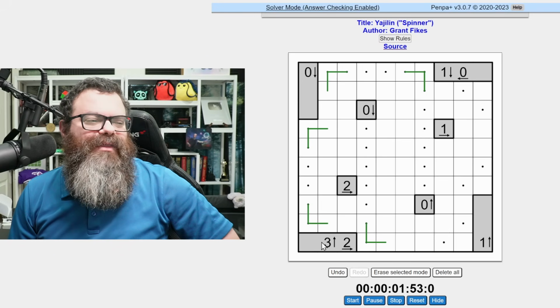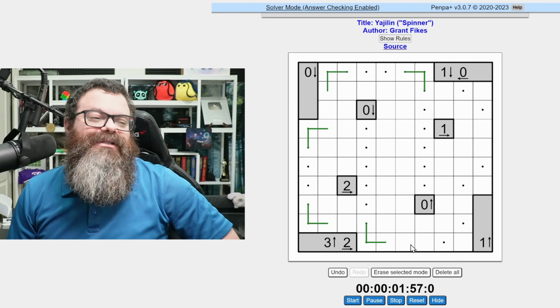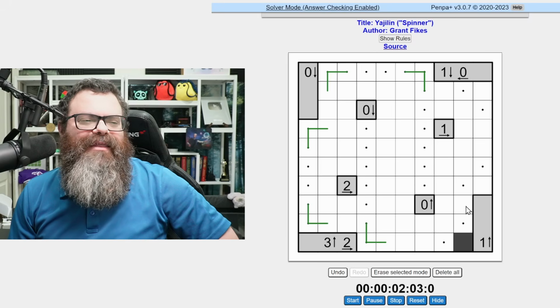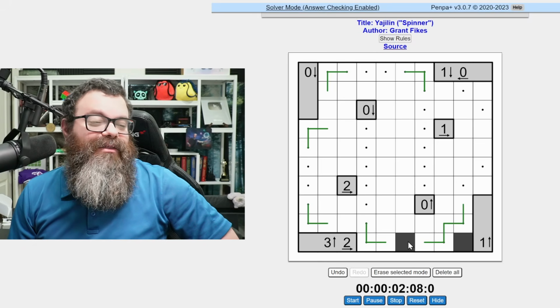Okay, so that affects this row here. This is a 2. And so we can't shade both of these. They'd be next to each other. So we can shade one of these, but then this has to be the other one. And that makes a corner here and a corner here. Okay. And so now this is the other one for the 2. So that has to be on the loop. This has to go up. This has no way to go but up.